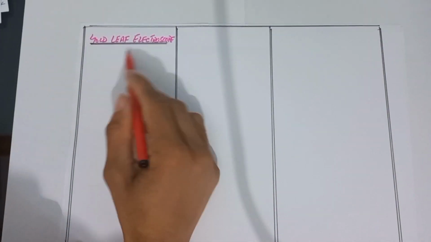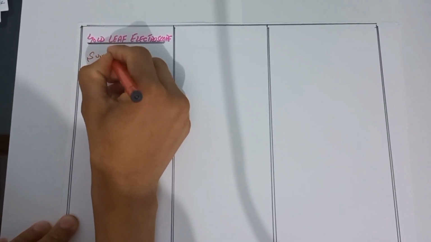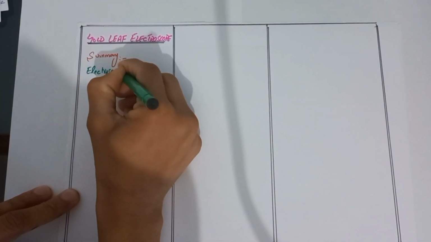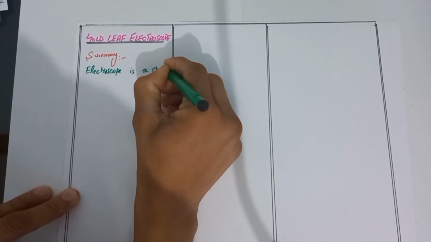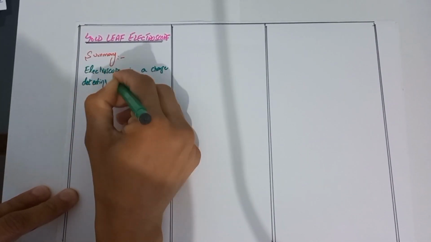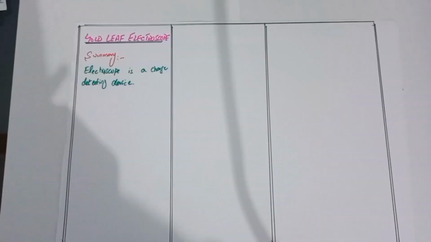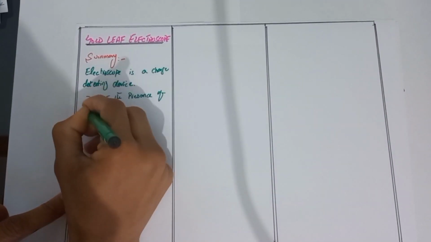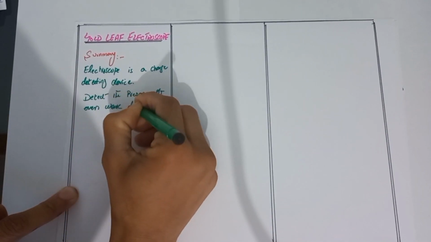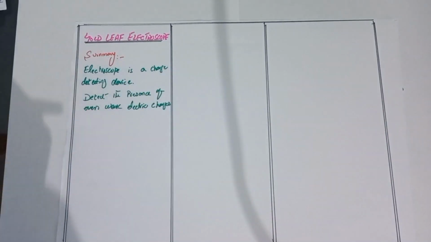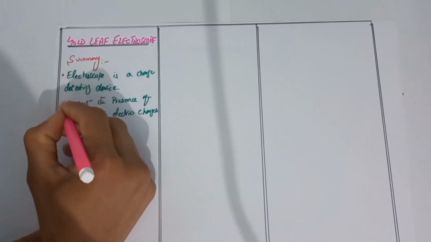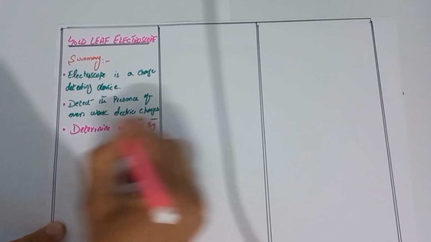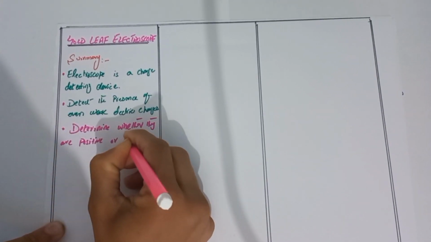Now we summarize what we learned in the gold leaf electroscope. First, the electroscope is a charge detecting device which detects the presence of even weak electric charges. Third, it determines whether they are positive or negative.